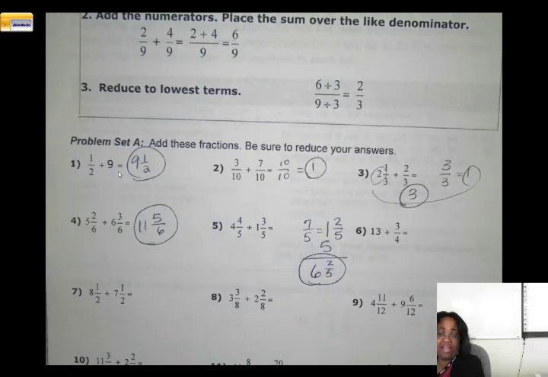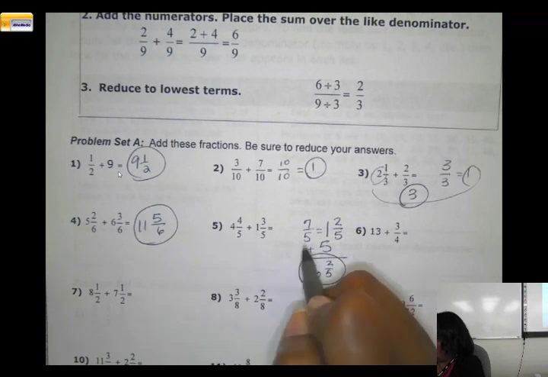My whole numbers are 5. My fraction turns out to be 1 and 2/5. When I add these together, I get 6 and 2/5.